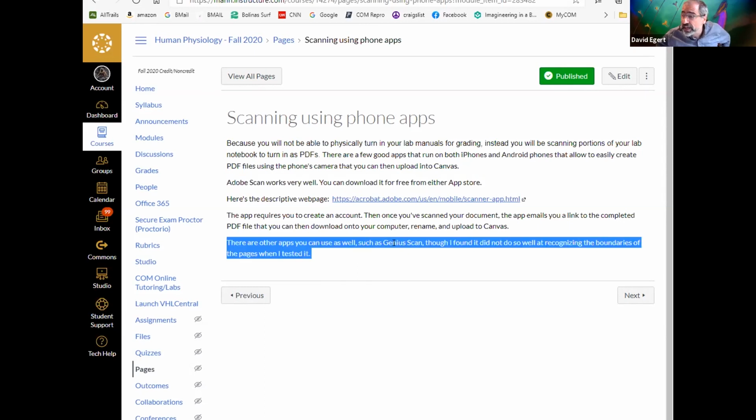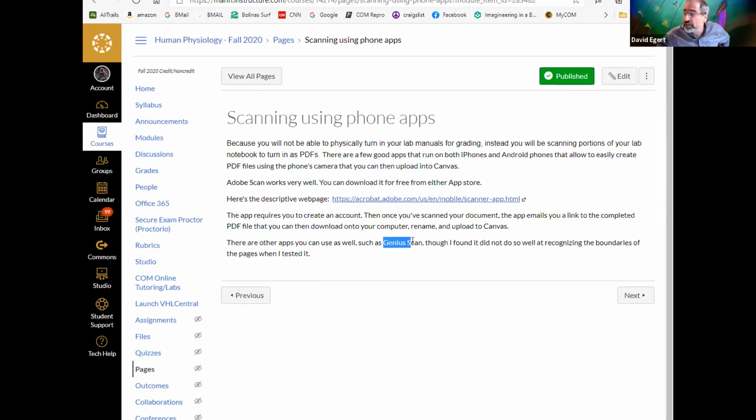There's Genius Scan, which another one of the physics teachers likes to use. I didn't like it as well. But I would say you can start with the Adobe Scan as a starting point. But if you want, feel free to use other apps as well. There's more than one app that works well for that.